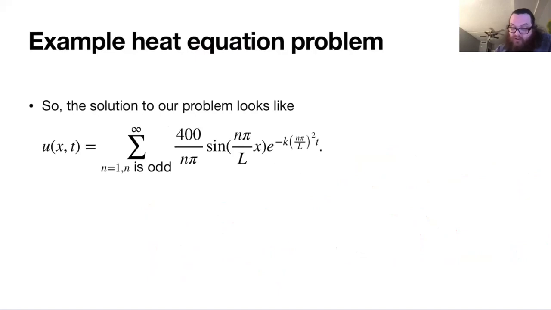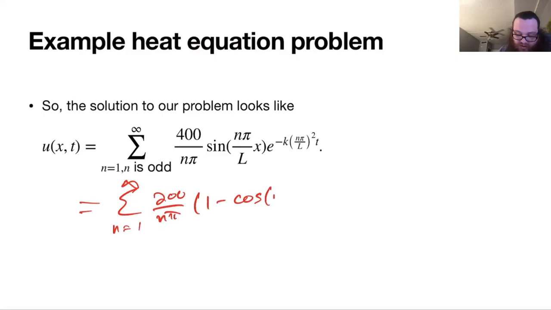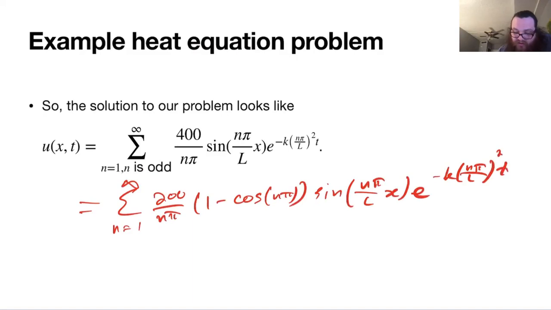So our solution looks like this. If you don't want to do that simplification, you can also keep it as the sum from n equals 1 up to infinity of 200 over n pi, 1 minus cosine n pi, sine of n pi over L x, e to the minus k, n pi over L squared t. Either form is fine.